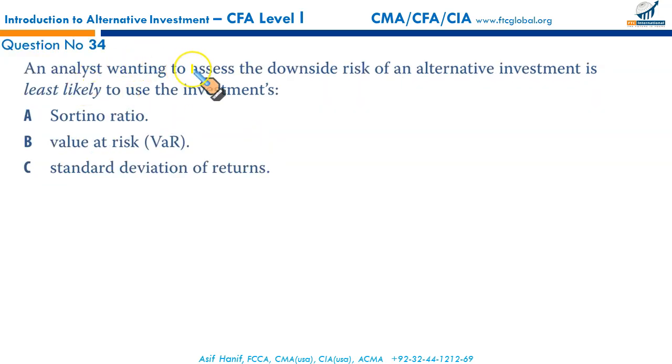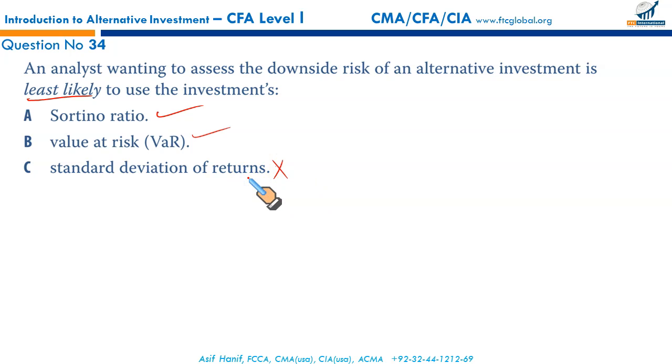An analyst wanting to assess the downside risk of an alternative investment is least likely, mind the word, least likely to use the investment's Sortino ratio, value at risk. He will do this and this because both of these are the measures of downside risk. And then if not A and B, then it has to be C. This would be least likely.